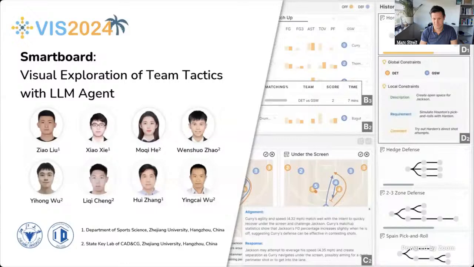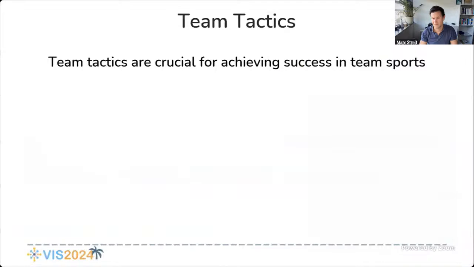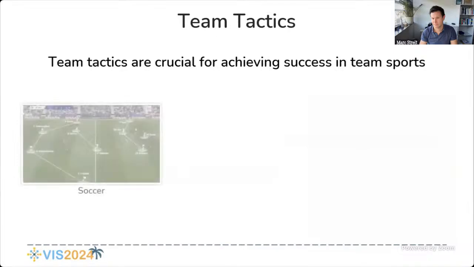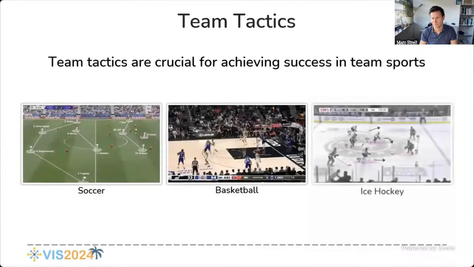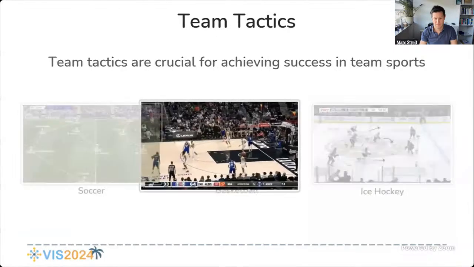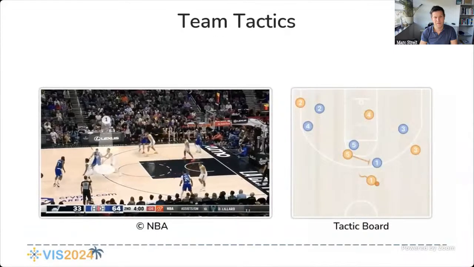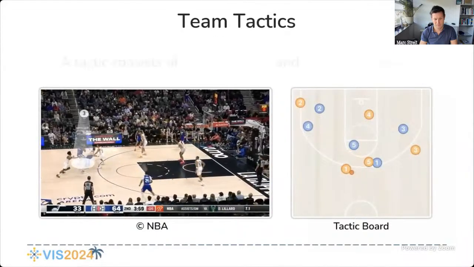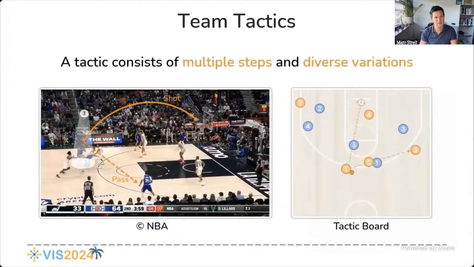Hi everyone, I'm Xiao from Zhejiang University. Today, I'm glad to introduce our paper, Smartboard, Visual Exploration of Team Tactics with LLM Agents. Team tactics are essential for success in any team sports, such as soccer, basketball, and ice hockey. In basketball, tactics are often represented on a tactic board, which helps illustrate the steps and variations involved.